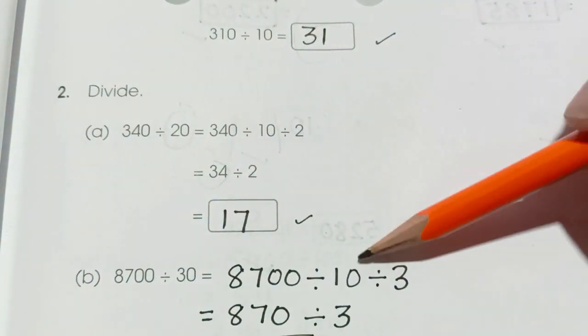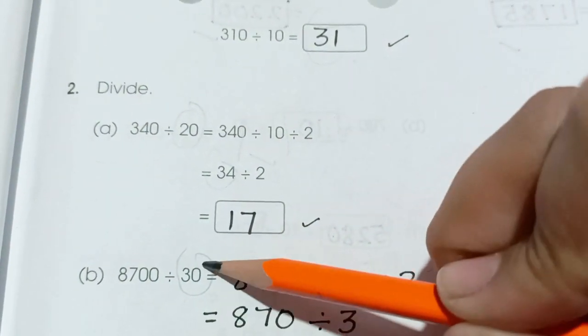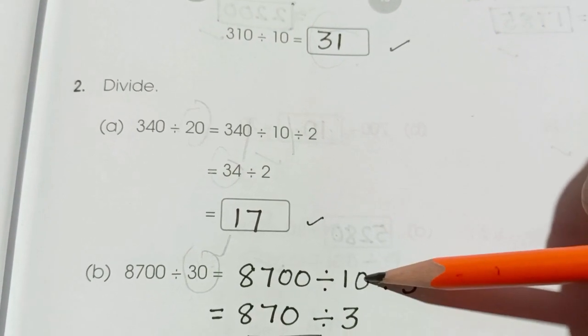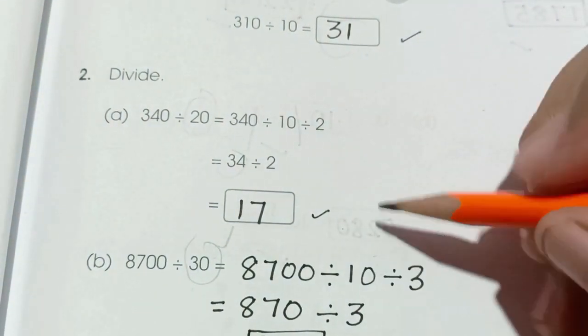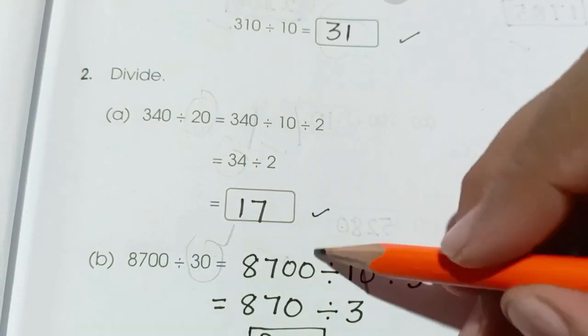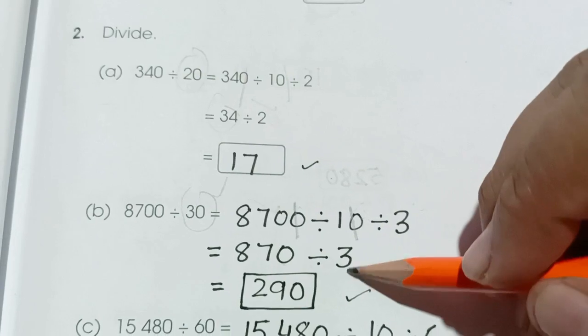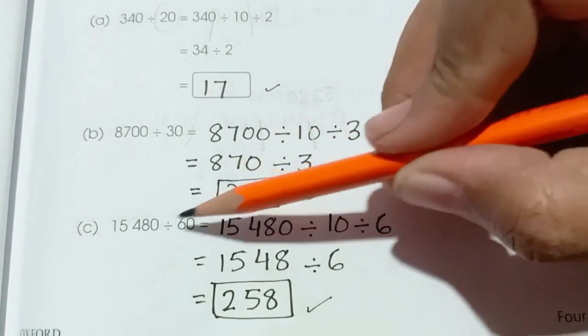30 means 10 and 3. When we separate the number in division, we first write the 10, 100 or 1000, so we can easily divide. 8700. So we cut the 0. We have 870 divided by 3. Then we have to solve the simple division.